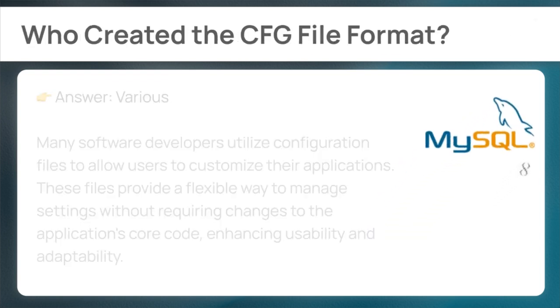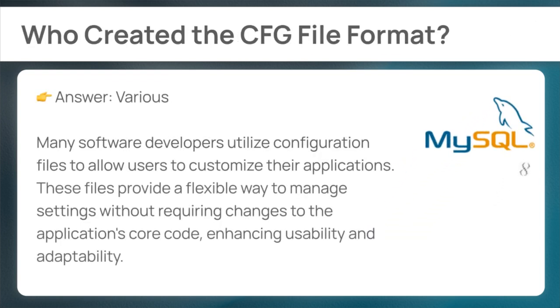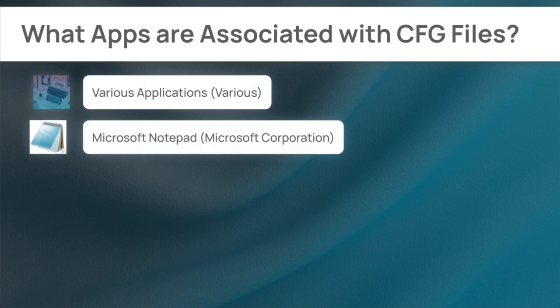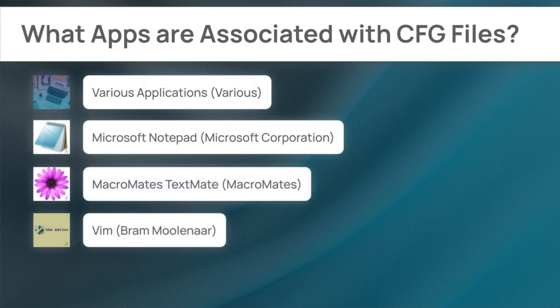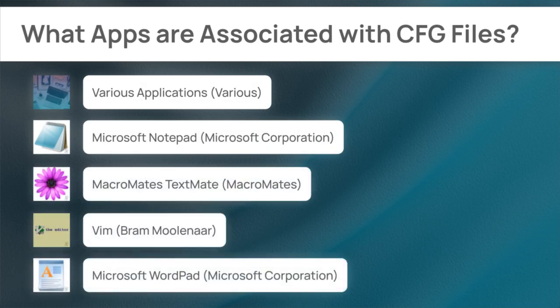The design of a .CFG file varies depending on the application it supports. Plain text CFG files often use a simple key-value pair format, while binary CFG files may use a more complex structure for storing data. The file is read by the application during startup to load the specified settings and customize the user experience. The CFG file originated with and is formally handled by various applications developed by various developers.